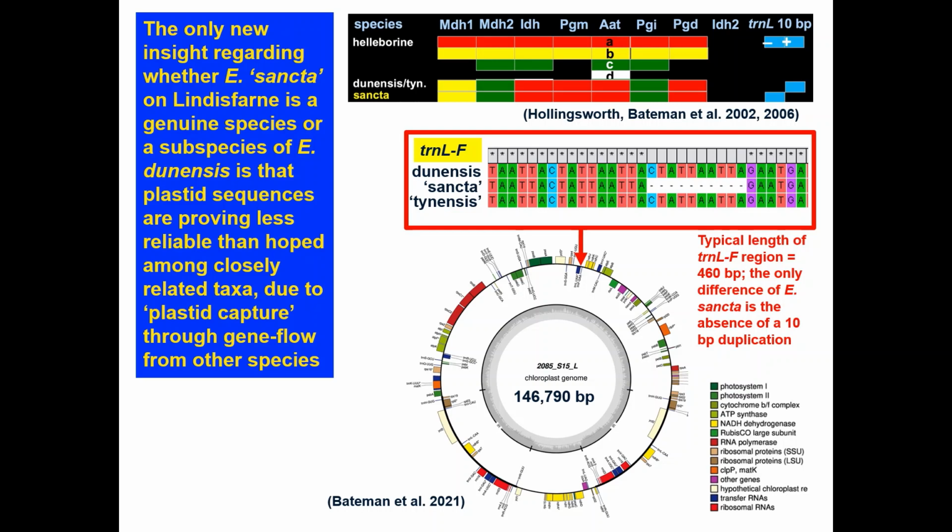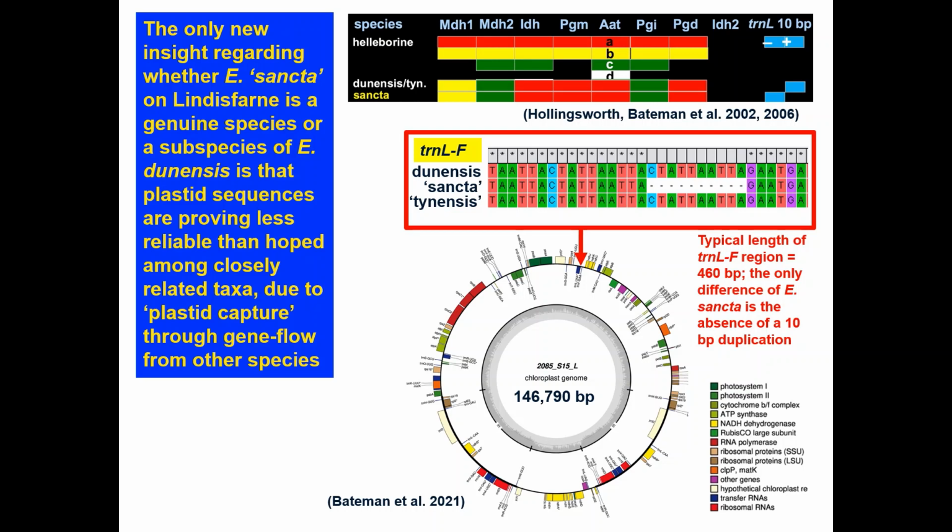The only difference with Sancta is it's got a few letters missing. And those letters that are missing would have been removed as a single event, a single chunk. So there's just one small genetic change separating Sancta from Junensis. And at the time, all we could do was go with the evidence that we had and say that is a distinct species. Whereas now we can sequence pretty much the entire genome.